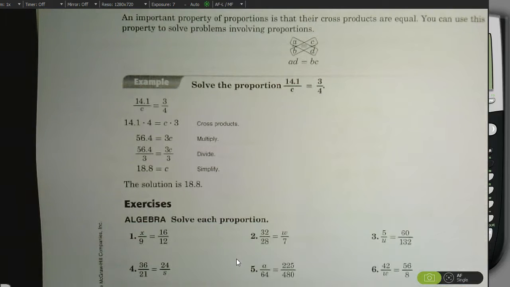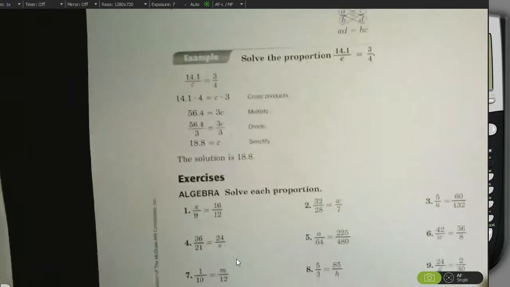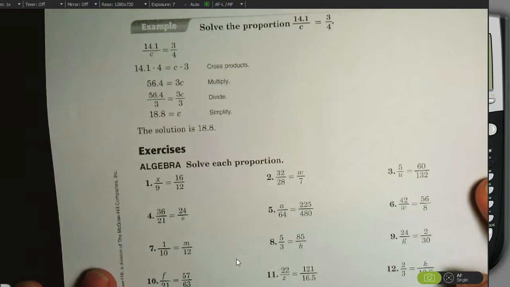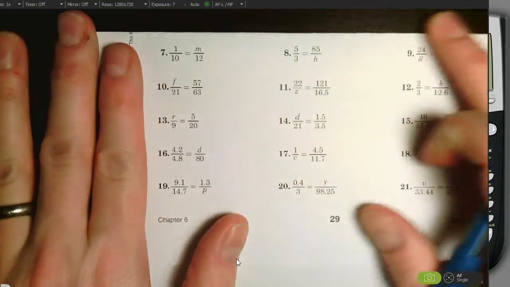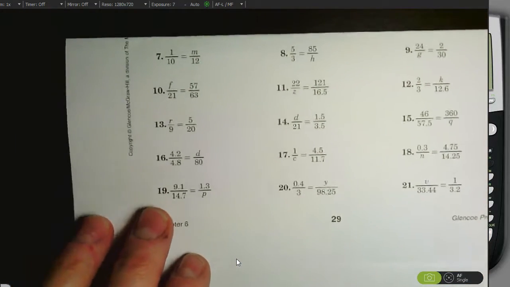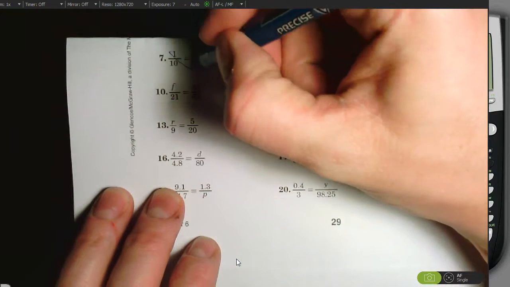Okay. So we'll just take a look at some of these and then a couple problems from homework. So the first problem we'll take a look at is, I don't know, let's say number 7 seems like a good one. Number 7 is 1/10 equals m over 12.